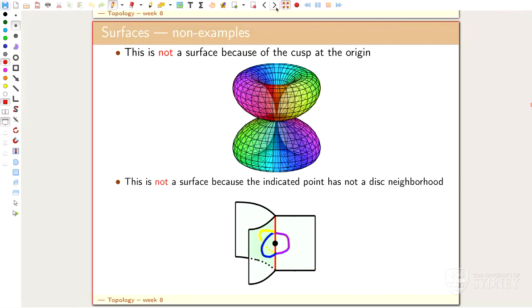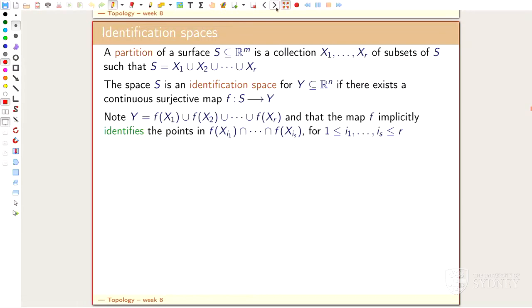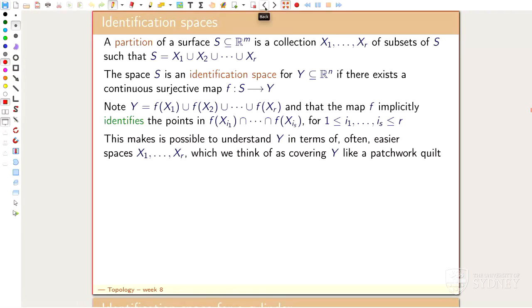I also showed you some examples that not everything is a surface. Whenever you have, like, three sheets of a book, you can't really put a disk there. It will have three edges, three different pages. So it's not really working out.